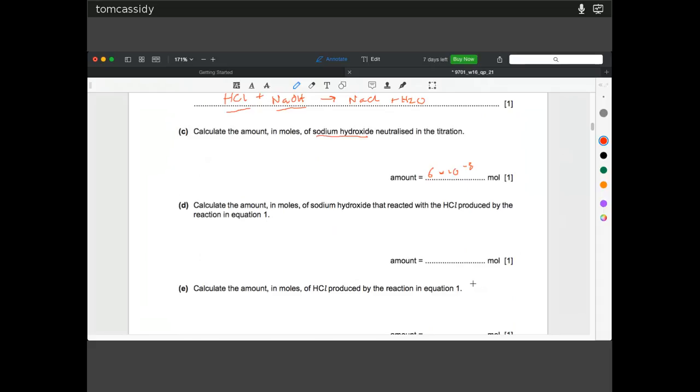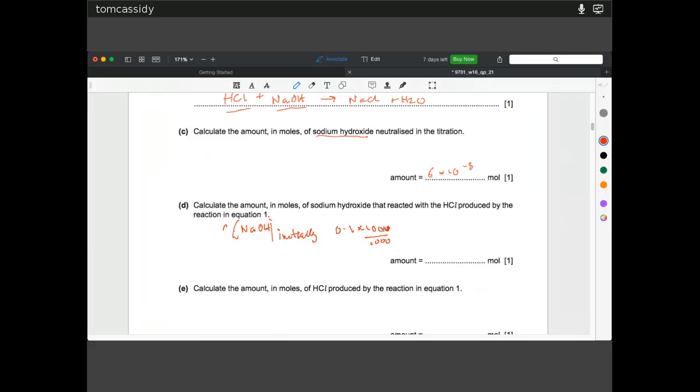We've got to calculate the amount in moles. So we know that initially, whoops, pen turned off, turn that on again. The amount, still pen turned off. The amount of sodium hydroxide initially was this. Again, sorry.